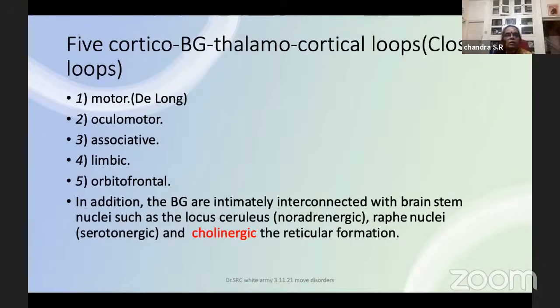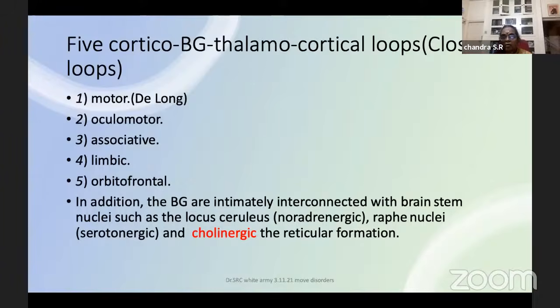And you have got 5 cortico-basal ganglia thalamocortical loops. They are called motor loops. The motor loop is area 4. Area 4 connecting to the subcortex is the motor loop. The oculomotor loop is area 8. Area 8 connecting to the subcortex is through the oculomotor loop. You know that PSP patients, even the classical PD patients, have so many kinds of eye movement problems.